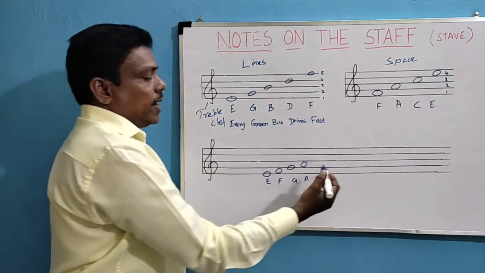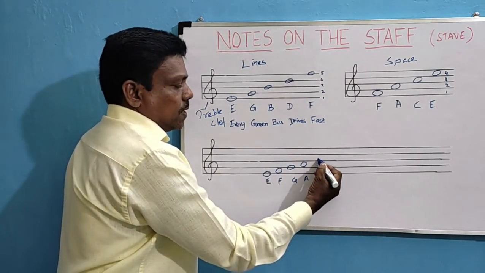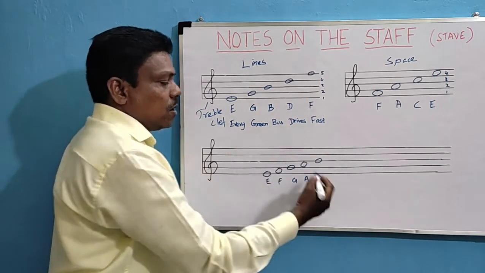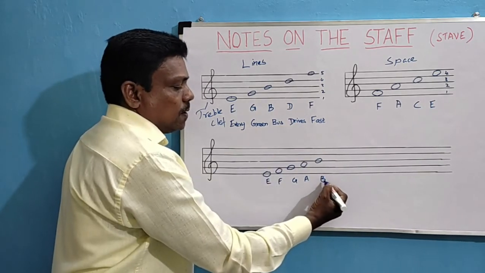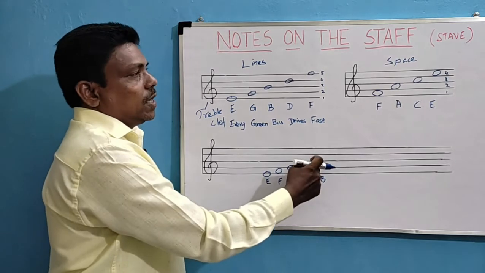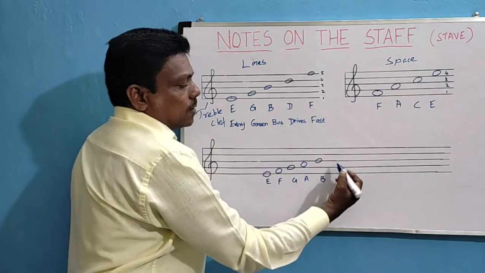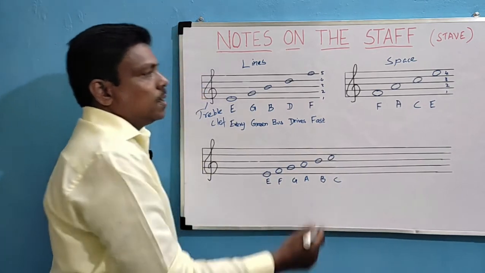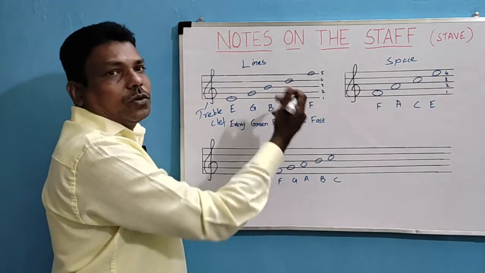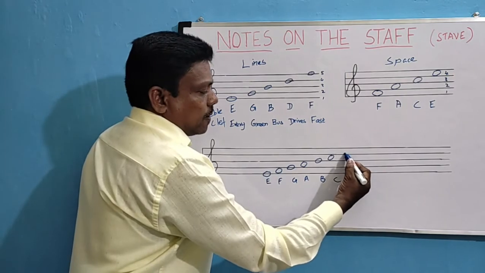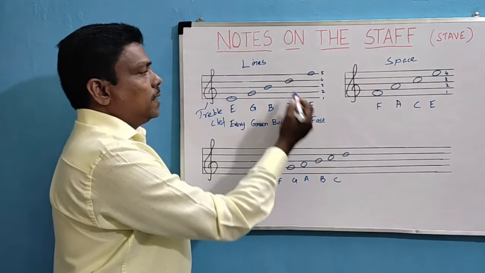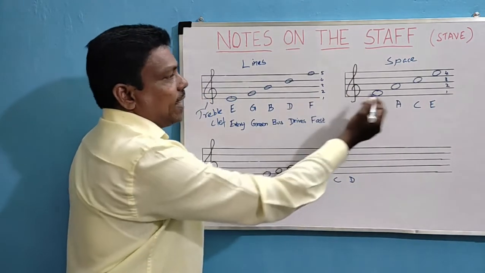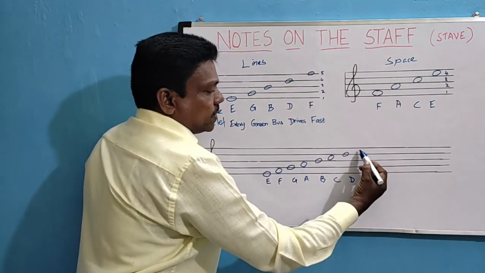B comes on the line, the middle line. This can be called the middle line or third line. B is on the middle line. C is on the next space. The next note, D, is on the line. So the next note, E, comes on the space. Simple.